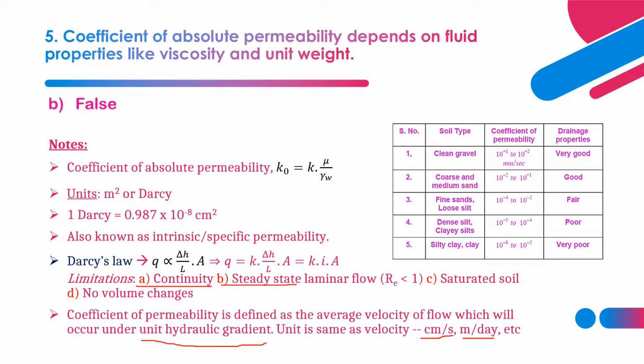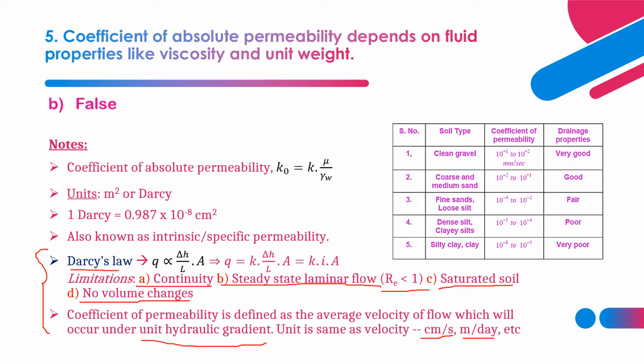And next is steady state laminar flow. The flow through the soil should be laminar, that is, the Reynolds number is always less than 1. Then only we can apply Darcy's law. Next condition is saturated soil. The soil has to be fully saturated. There should be no air voids. That is a condition to apply Darcy's law, and there should be no volume changes occurring in the soil. That means there should be no swelling or sinkage. These are the important things regarding Darcy's law and absolute permeability.